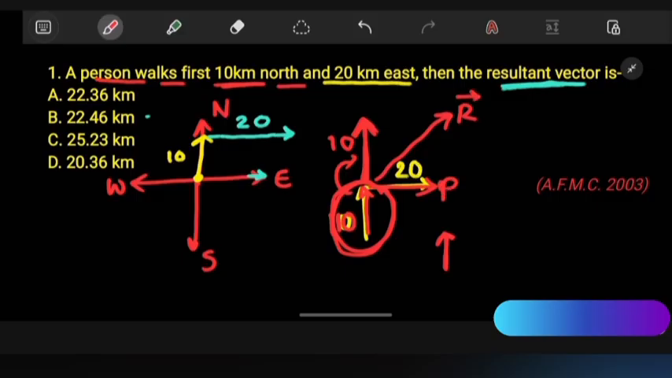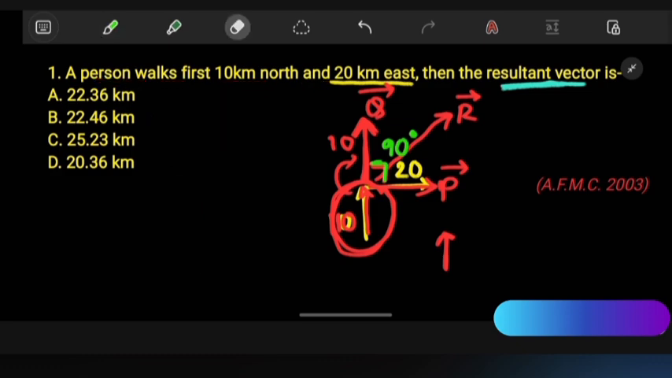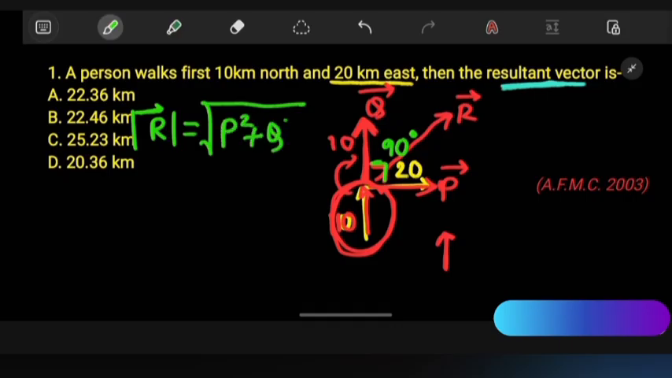Suppose this is one vector, P vector, this is another vector, Q vector, and this is their internal angle. What is the angle? It is 90 degrees. We know when the angle is 90 degrees, what is the formula of the resultant R? I want the magnitude, that is root over P square plus Q square.